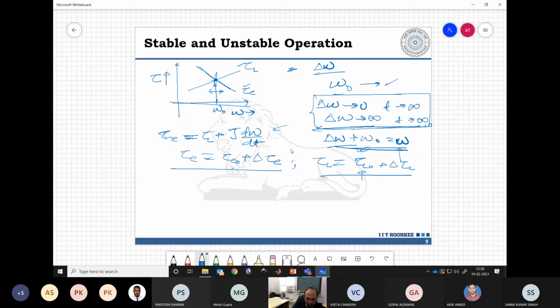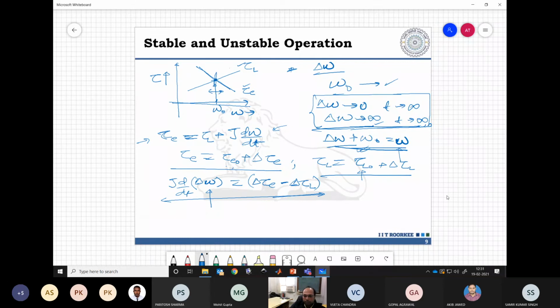So tau L naught is the nominal value of load torque at the omega naught. Now, if you put that in equation, very easily we can see that the other quantities will balance out and what will be remaining would be your first order homogeneous equation. This defines whether this quantity delta omega is going to go to zero or going to go to infinity as the time approaches infinity.